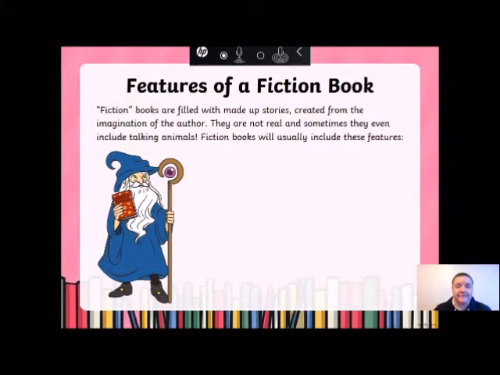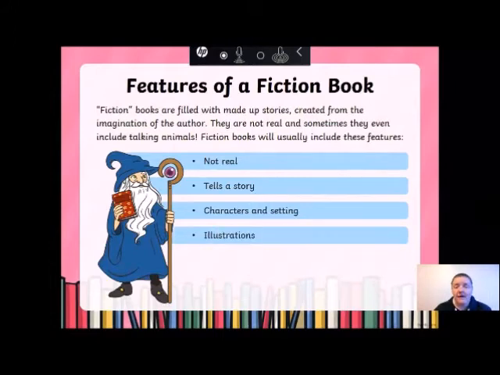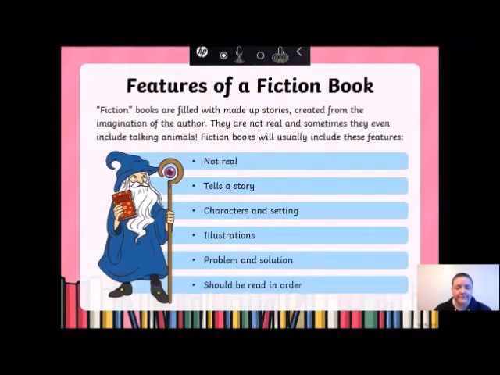Fiction books usually have these features in them. So they're not real, they're made-up stories. They would have characters and a certain setting for where the story takes place. It might have illustrations, pictures. And quite often stories have a big problem in them and then a solution at the end. And fiction books should be read in order from beginning to end. Otherwise, they might not make sense.